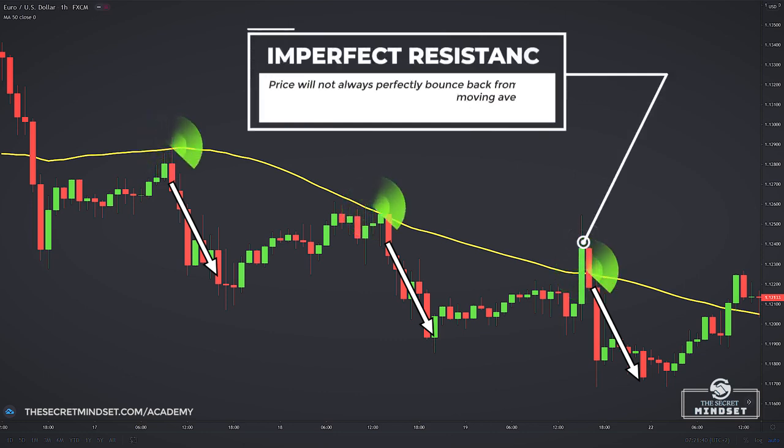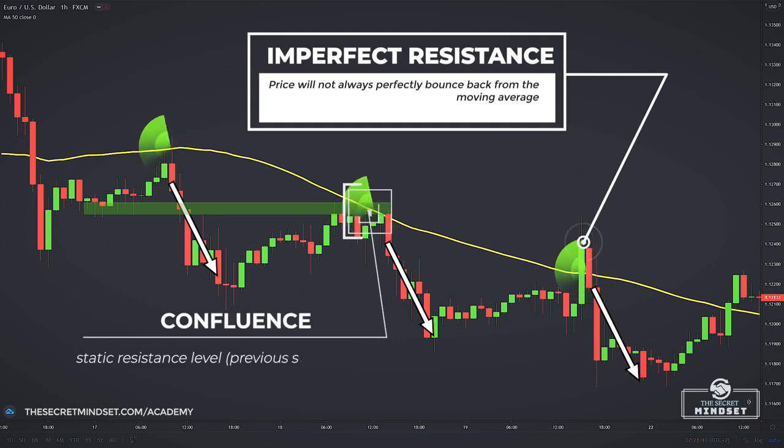Of course, the price will not always perfectly bounce back from the moving average. Sometimes it will go a bit above before it starts going back in the trend direction. That's why one of the best ways to estimate the ability of moving averages as support or resistance is to watch price action around them and combine them with classic support and resistance levels. And this is valid for all indicators we'll discuss in this video.